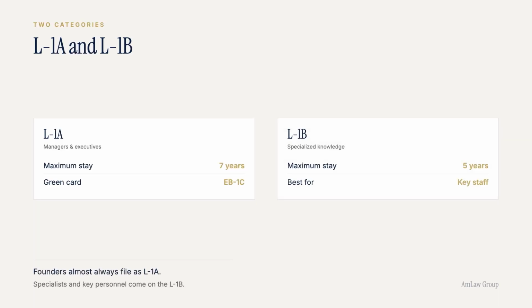Now, there's 2 general categories of L-1 visas, L-1A and L-1B. I think statistically overall, and with our practice in particular, the vast majority are L-1A. L-1A applicants are managers or executives. So these are people that are overseeing other employees.